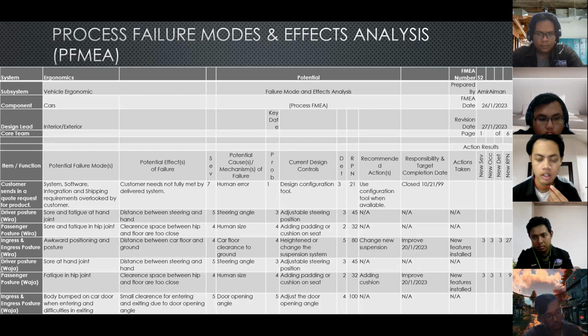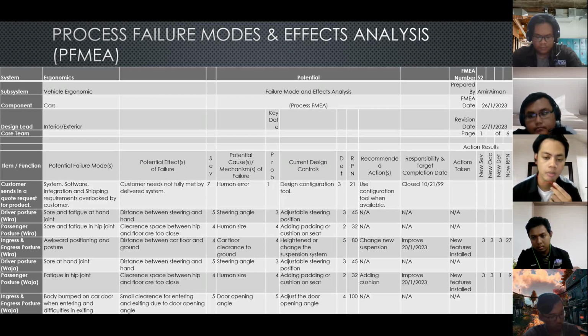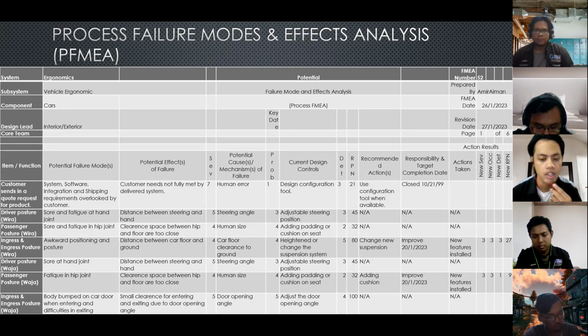Okay, so for the RPN value, each company always selects a different limit of RPN value before it is considered unsafe. So for our company, we select 100 because we determine that each action involved in automotive ergonomics does not require heavy strain and heavy action.